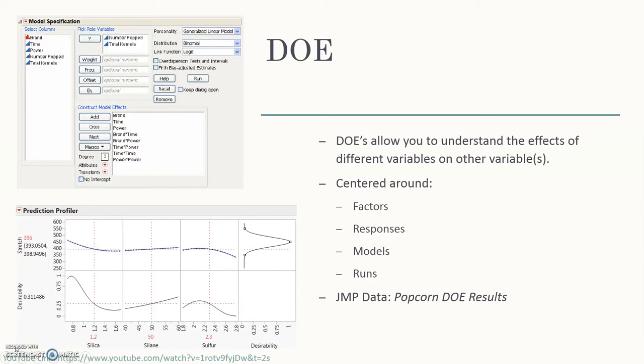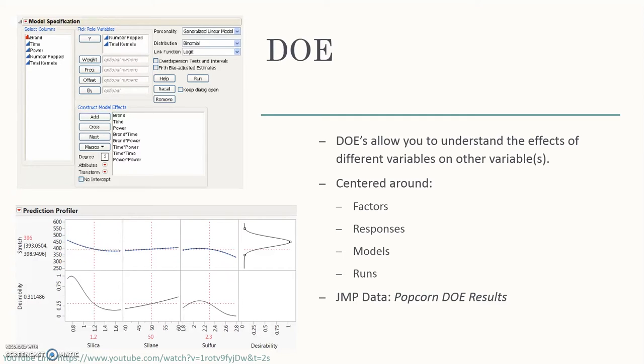So next topic is the DOE, or design of experiments. We talked about this in presentation number 5, so you can click on or go to the link down here to see more detail and to see the JMP demonstration. But design of experiments allows you to understand the effects of different variables on other variables.